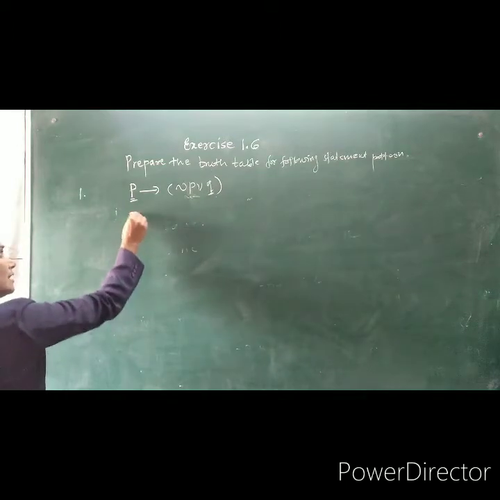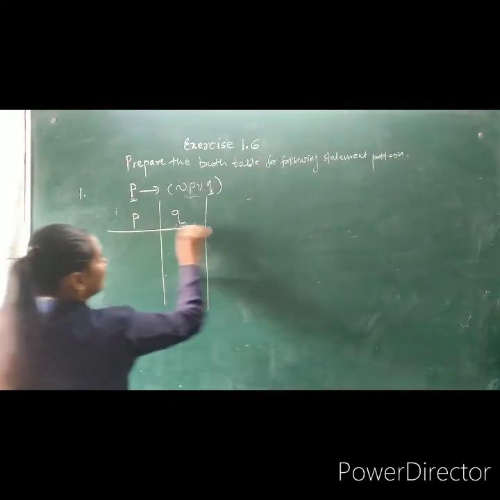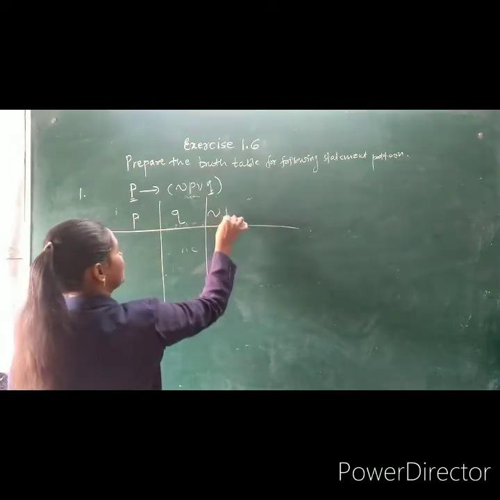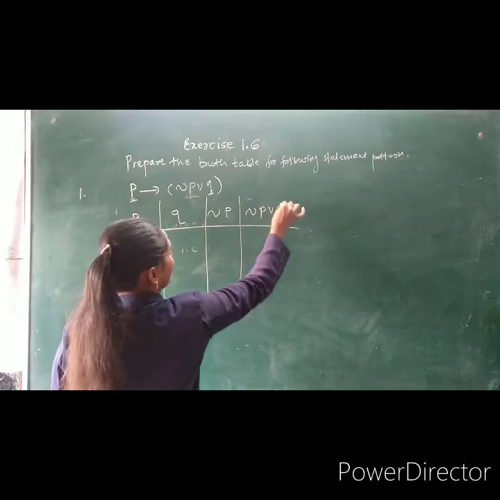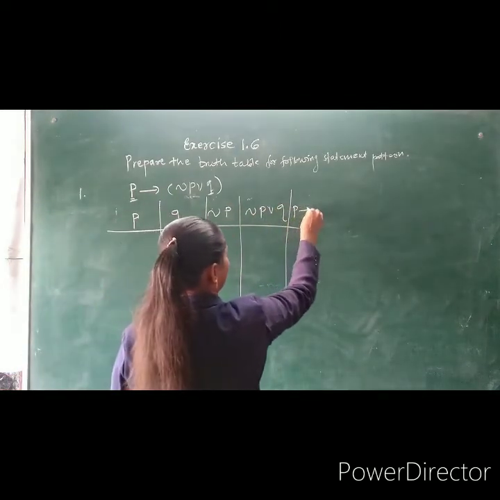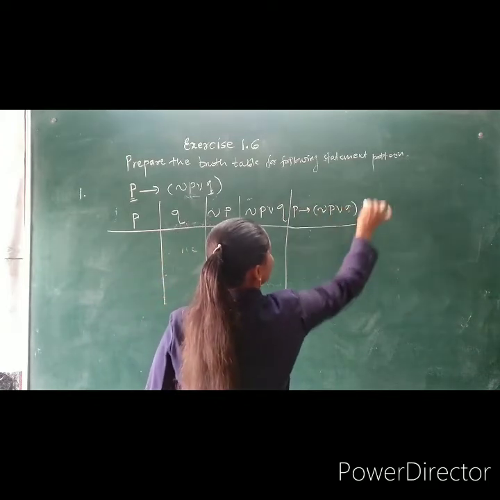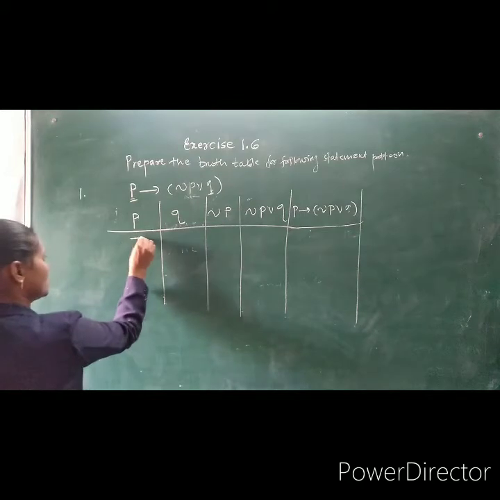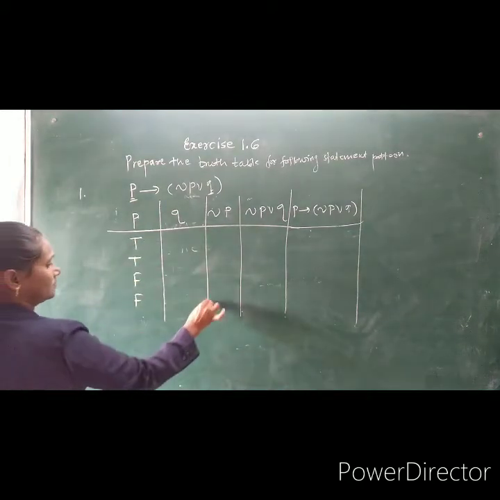So make the truth table for P, Q. What do we have to find first? Negation P, then negation P or Q, and then the implication between them. So first one: T T F F.